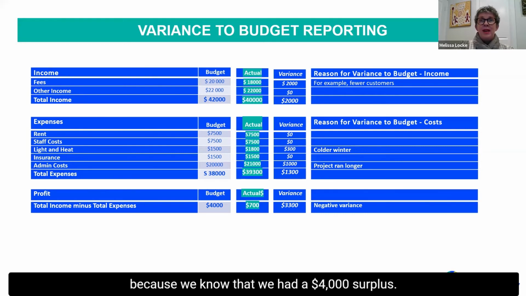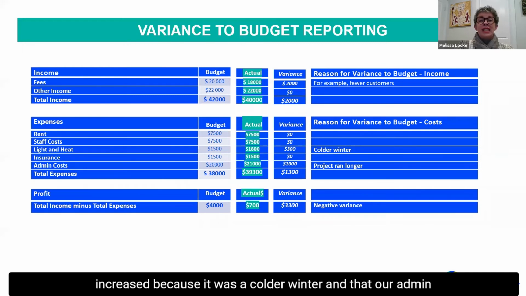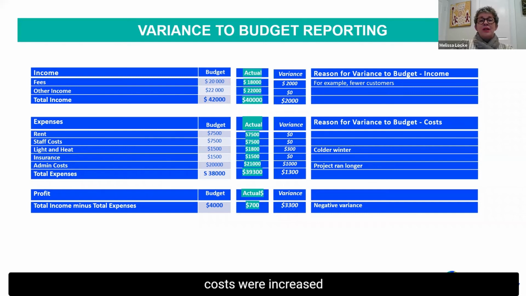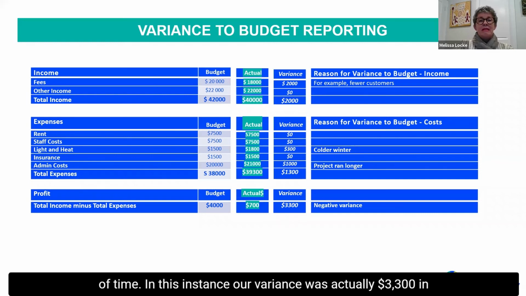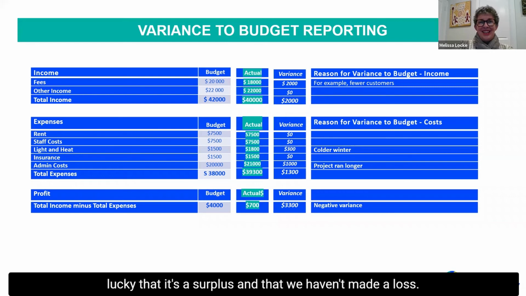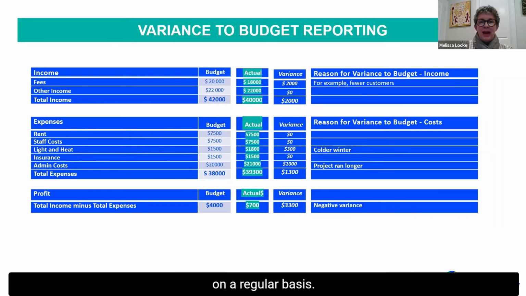We should be okay because we know that we had a $4,000 surplus. However, what we find is that our lighting and heating bills increased because it was a colder winter, and that our admin costs were increased by $1,000 because our project ran for a longer period of time. In this instance, our variance was actually $3,300 in negative, and so we only have a surplus of $700. But we're lucky that it's a surplus and that we haven't made a loss. This is why it's so important to review your budget on a regular basis.